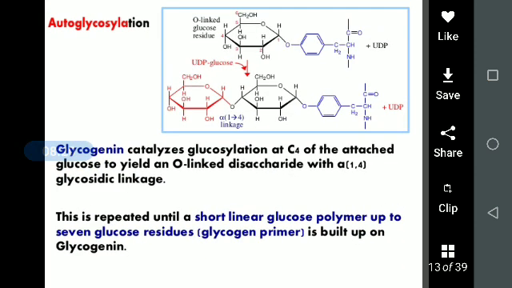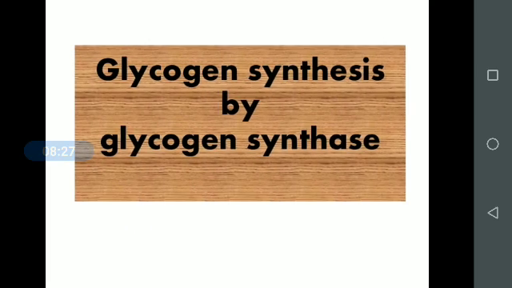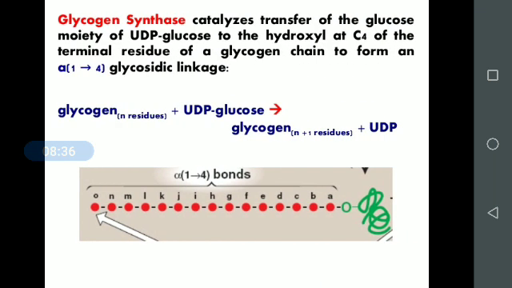So 7 more molecules will come and attach. This is autoglycosylation. Next, glycogen synthesis by glycogen synthase. Now the synthesis of glycogen is taking place. So for this glycogen synthesis, the enzyme.